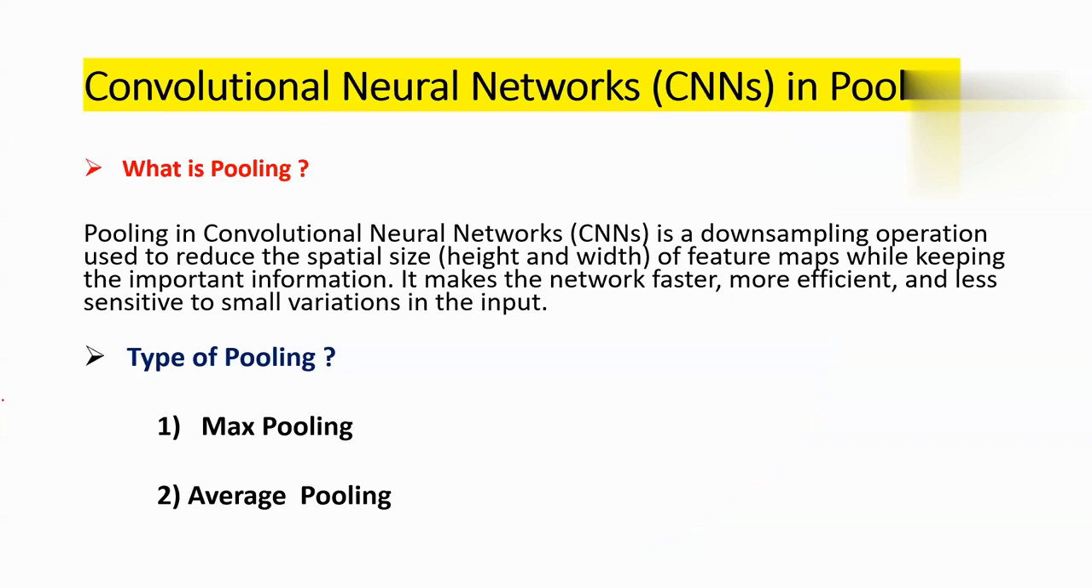Particularly today we are going to discuss convolutional neural networks pooling methods. First, what is pooling? Pooling in convolutional neural networks is a downsampling operation used to reduce the spatial size, like height, width, and length, of the feature maps while keeping the important information. It makes the network faster, more efficient, and less sensitive to small variations in the input. Here, two types of pooling methods are there: max pooling and average pooling.